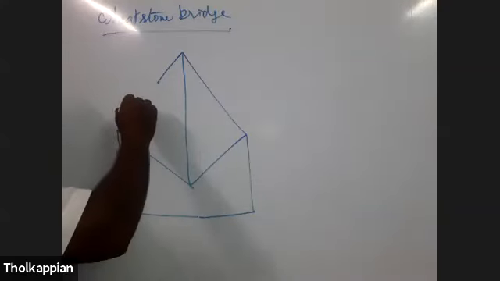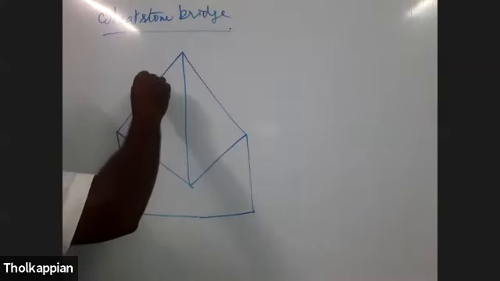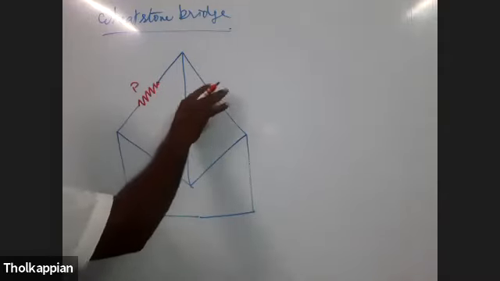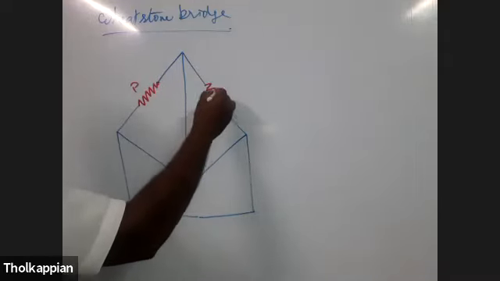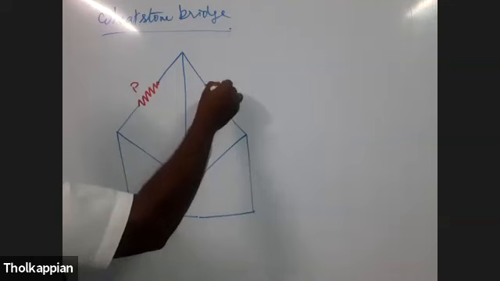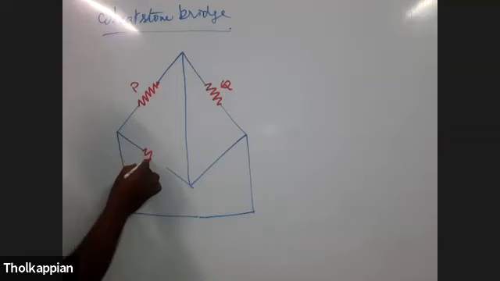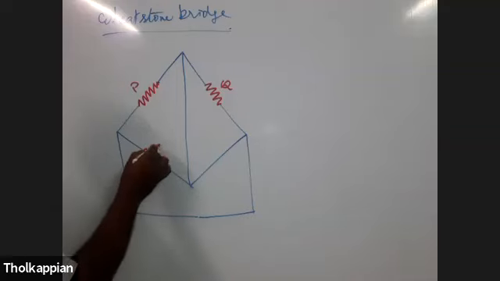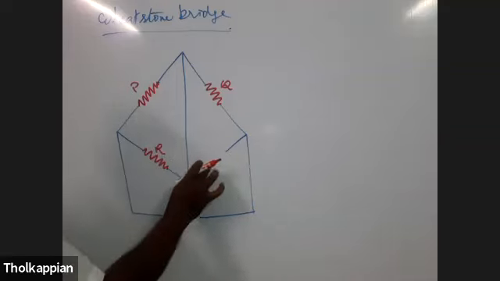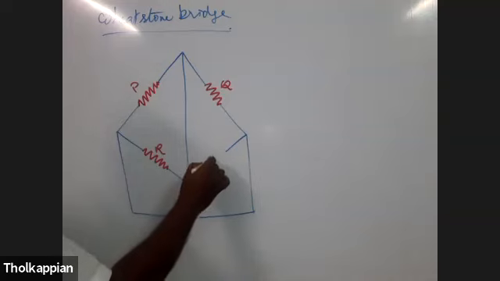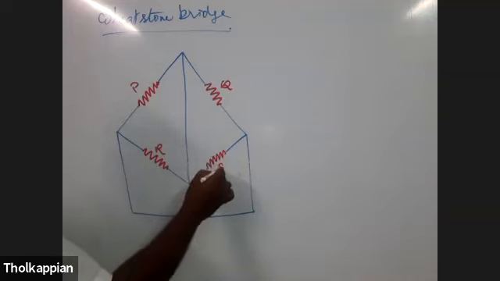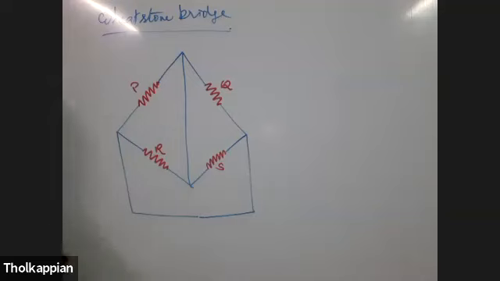One resistance is P. This is said to be P. Another resistance is Q. Another resistance is R. And another resistance is S. Yes, there are 4 resistances: P, Q, R, and S.